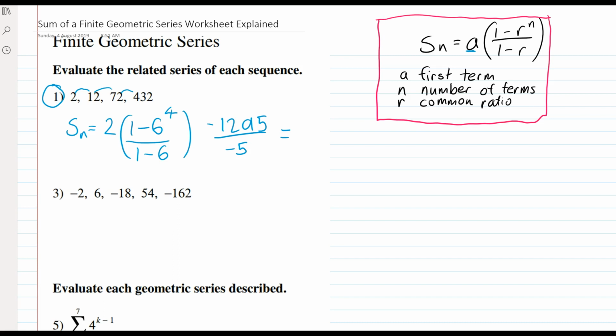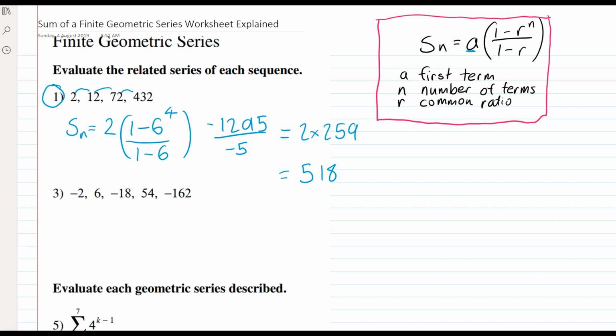minus 5, divided by 5. And then that will give us our answer that we'll times by 2. So that's 259, which gives us our final answer of 518.